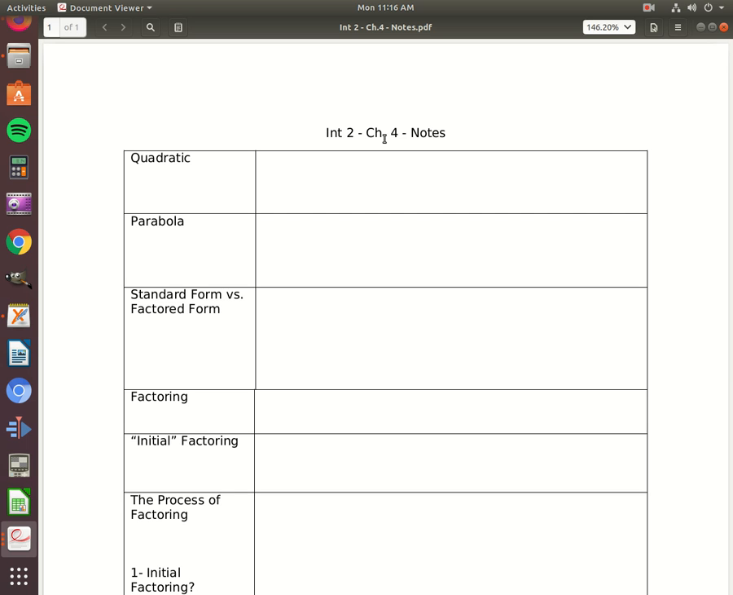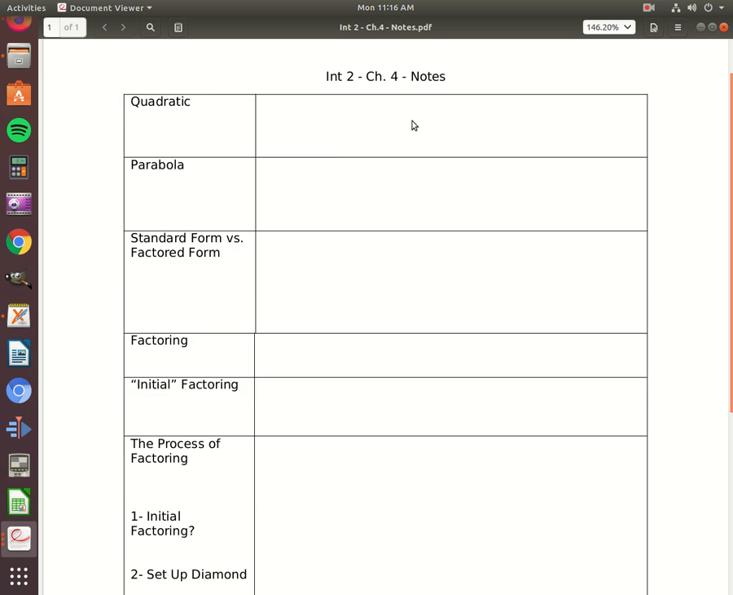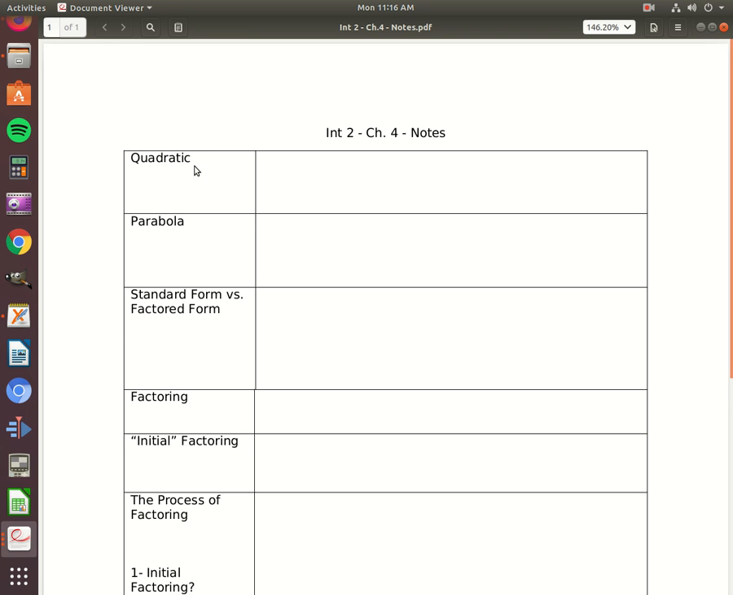Chapter 4, day 2, because I don't really follow the book at this point. When I look at the chapter note page, again, hopefully we know that a quadratic is y equals ax squared plus bx plus c. Actually, I guess we don't know that yet, so I apologize, but that will be getting filled in.